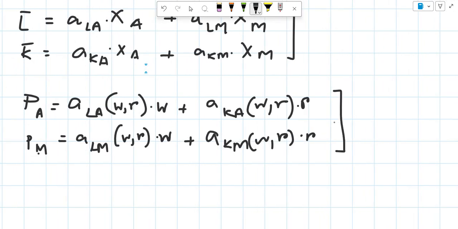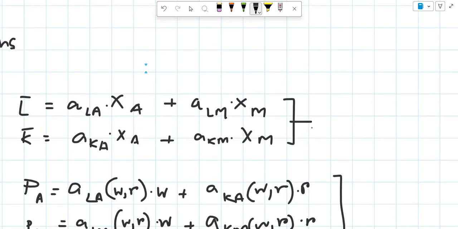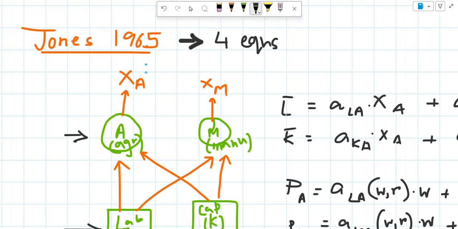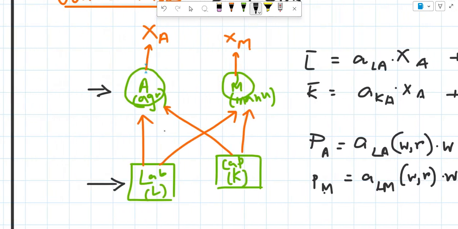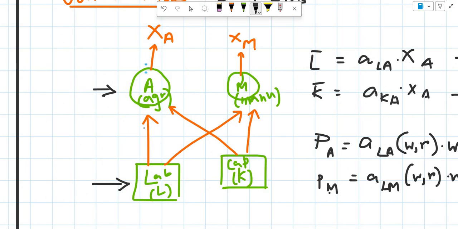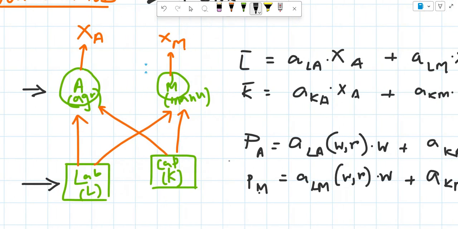And then you have the two price equations. So you have the two factor endowment equations and the two price equations. And that is how you can remember the equations of the Jones 1965 model. So you don't need to remember this entire model. You can just remember this picture, and this picture will give you all the equations.